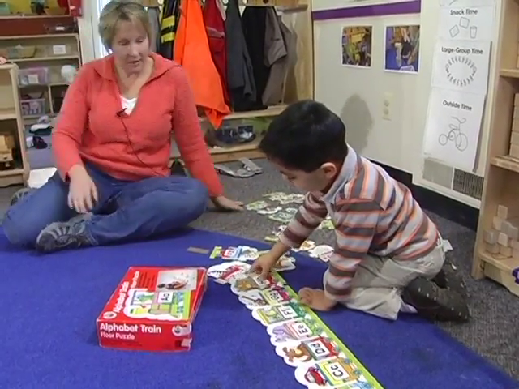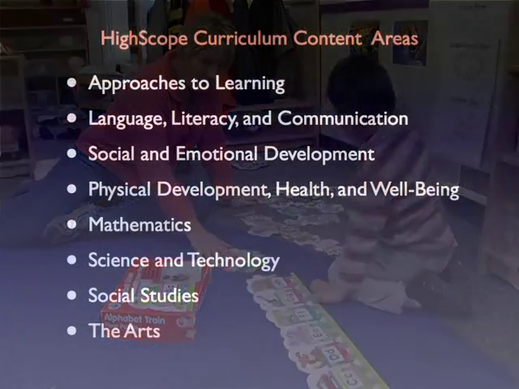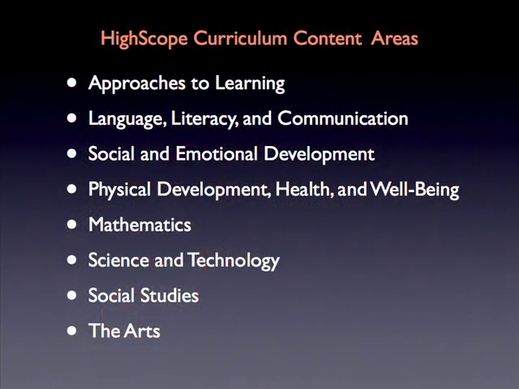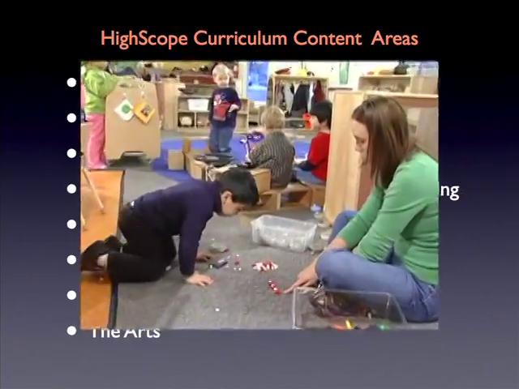To scaffold learning effectively, adults first need to inform themselves about the important content areas in preschool development. Adults can use the curriculum's resources to learn more about the 8 key content areas of the HighScope preschool curriculum: approaches to learning, language, literacy and communication, social and emotional development, physical development, health and well-being, mathematics, science and technology, social studies, and the arts. The following are some ways to use this curriculum knowledge to scaffold learning for preschoolers.